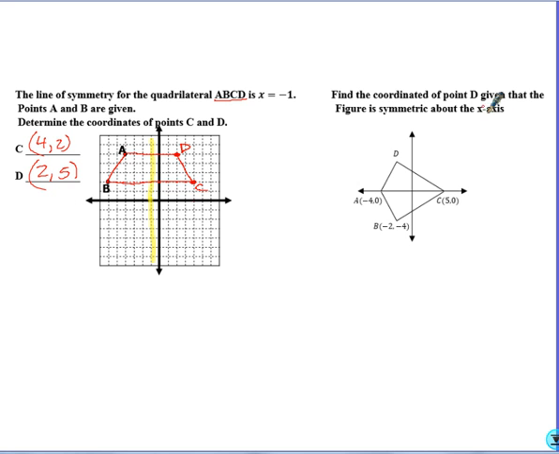This one here, it says find the coordinates, I think I should say, of point D given that the figure is symmetric about the x-axis. So it's telling us this is a line of symmetry. And so essentially, we're going to do the same thing. We're basically just going to say if this folded over, where would this point go? And so if this folds directly over to here, notice what happens. This would just be at the point -2, 4, because now I'm up in the positive y values.